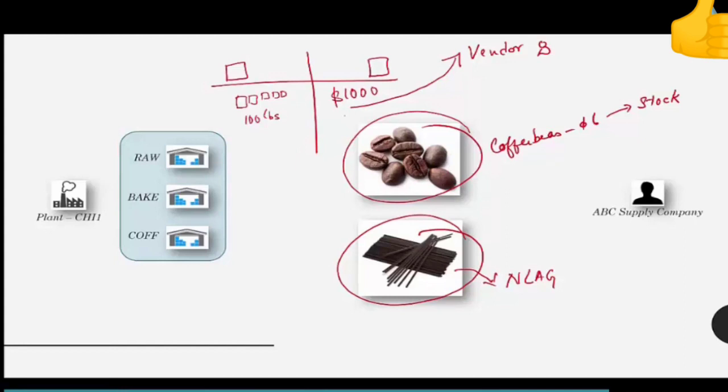Now, how about non-stock materials? Let's say we have ordered $1,000 worth of stirrers, right? The same vendor, and we don't store them as stock. Say we get 10,000 stirrers. Where are they? Well, they are there in the warehouse.